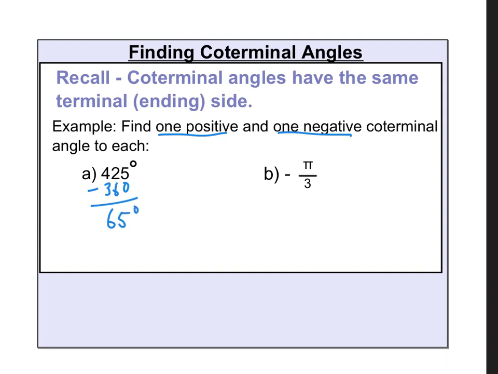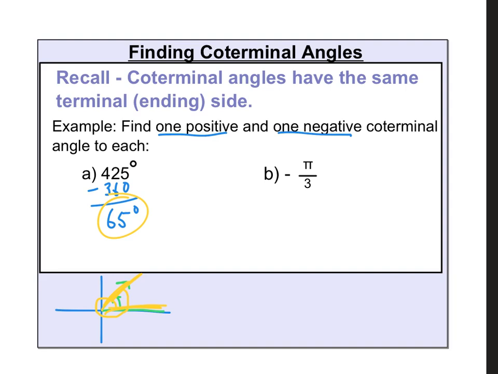To visualize that one, a 65-degree angle is going to end up in the first quadrant, right about there. And that's equal to doing a full 360 and then 65 more, the 425. It ends up in the exact same spot. So 65 degrees is one answer.